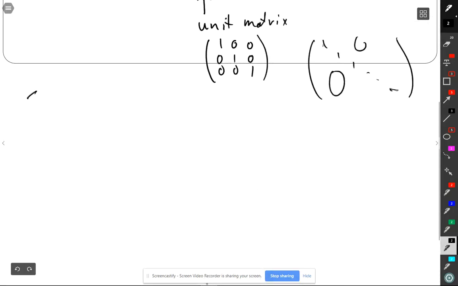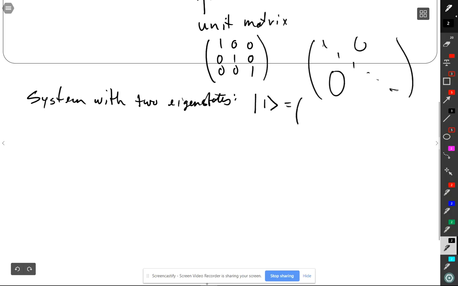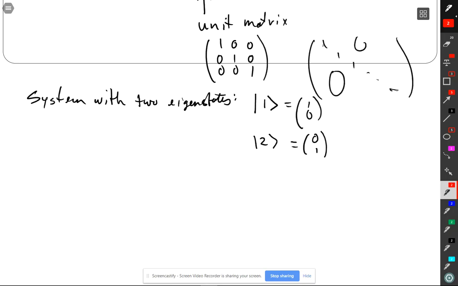So we have a system with only two states. So there's a two-state system. And notice these are normalized. What does it mean to be normalized? All the probabilities add up to 1.